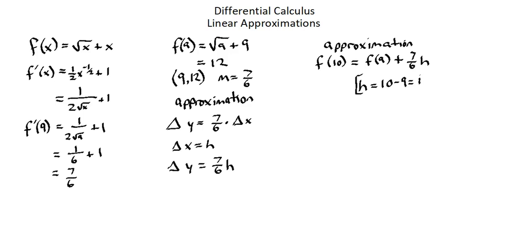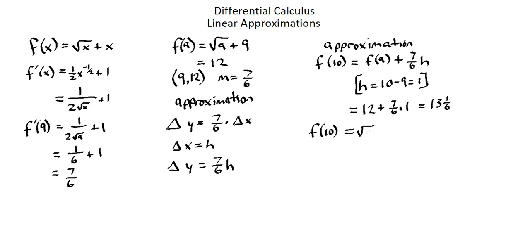And so my estimate for the function of 10 is the output with the input of 9, or the function of 9 value of 12, which we calculated earlier, plus 7 over 6 times 1, which has a result of 13 and 1 over 6. Now that's an approximation. So what I want to do is see how close that is to the actual output when x is 10. So now let's use the actual function with an input of 10 and calculate our output.